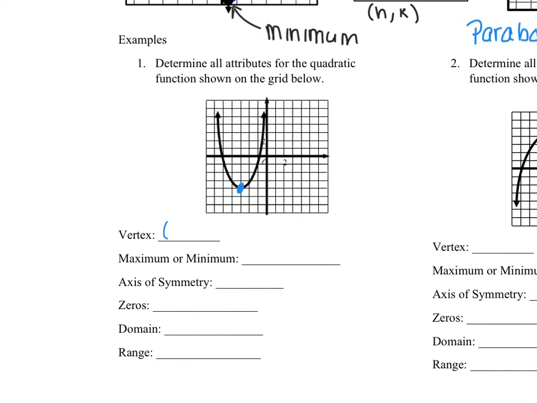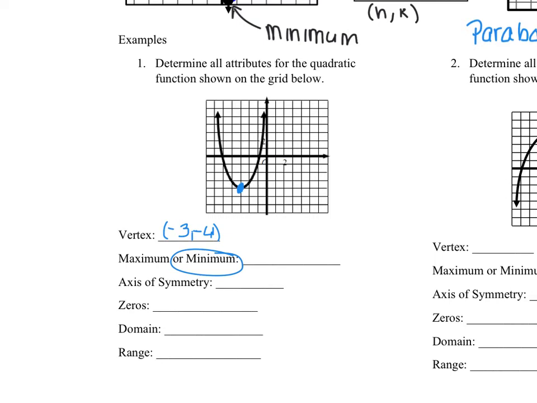So if we plot this point, we're going to go from the origin, 1, 2, 3 to the left. So -3, 1, 2, 3, 4, -4. So that is my coordinate for my vertex: -3, -4. Okay, then we got to ask ourselves, is this a max or a min? So since this is the lowest point on our quadratic, this is actually a minimum point.